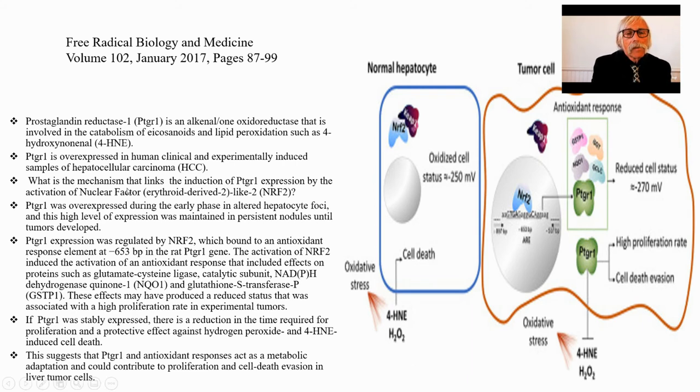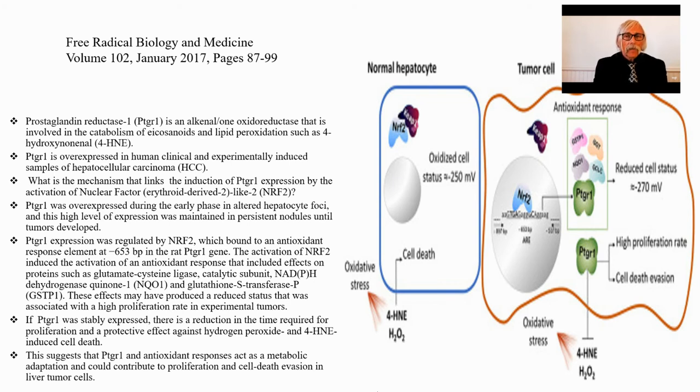Now, we can ask the question, what's the link of the induction of PTGR1 expression by the activation of nuclear factor, erythroid-derived 2, like NRF2? Okay. PTGR1 was overexpressed during early phase in altered hepatocyte foci. High-level expression was maintained in persistent nodules until tumors developed. Okay? So PTGR1 expression was regulated by NRF2, which we talked about before.